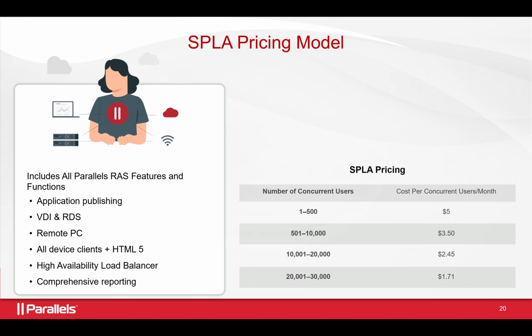So the pricing starts here at $5 per concurrent user, and it includes everything from application publishing to full-blown VDI and RDS deployments, and Remote PC, which is another component of this. So if you have users within your customer base that need to access premise-based solutions because they can't leave the premises, or there's a compliance concern, or it's just part of a network that can't be mobile, we see this with labs, for example, in education.